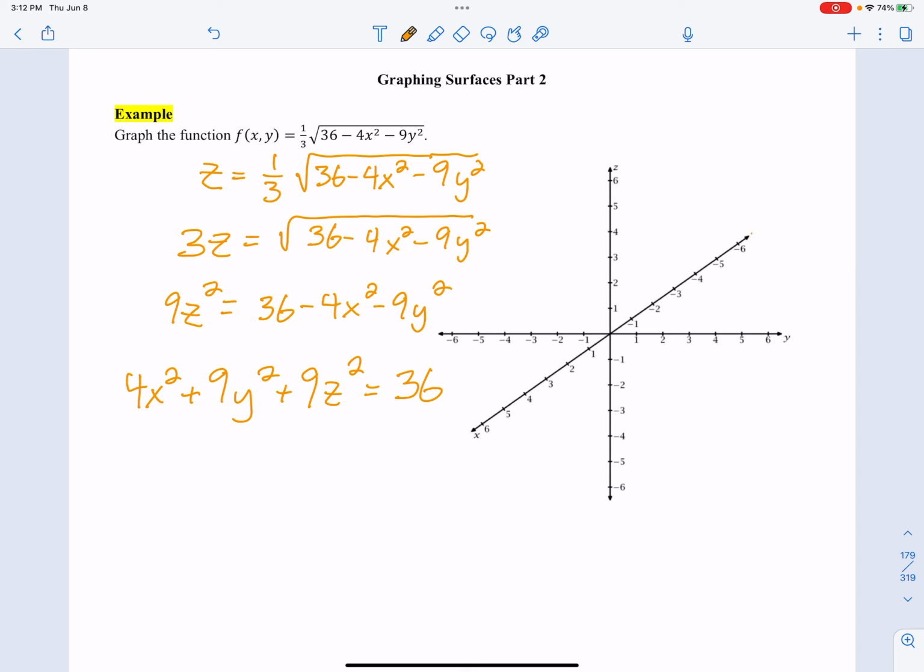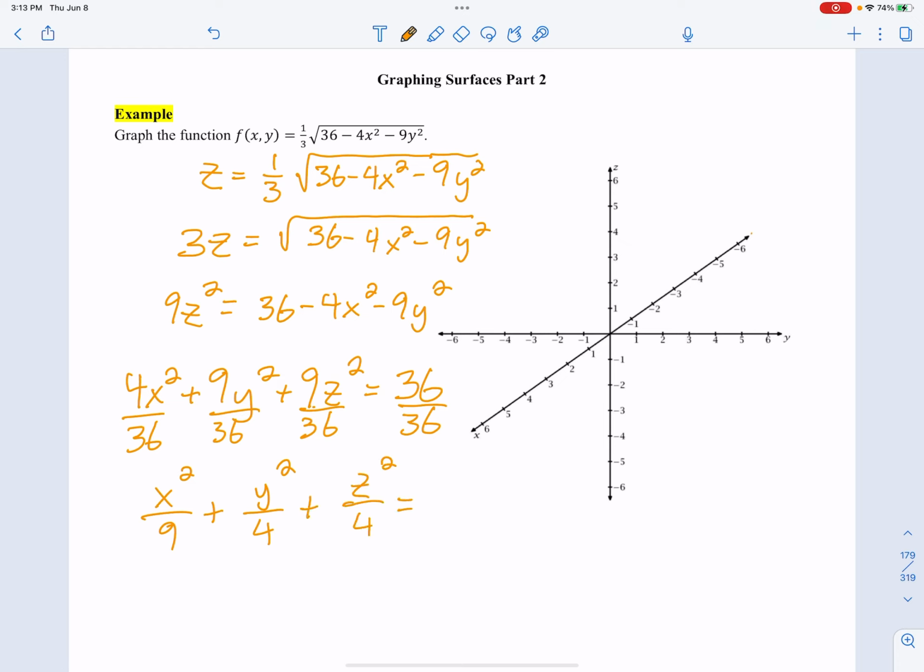I really want that right side to be a 1, so I'm going to divide everything by 36. And this is going to make it a little more obvious for us what it is. I got x squared over 9 plus y squared over 4, and then z squared over 4 equals 1. This is an ellipsoid. I think I spelled it right.